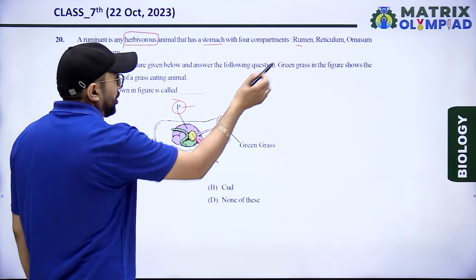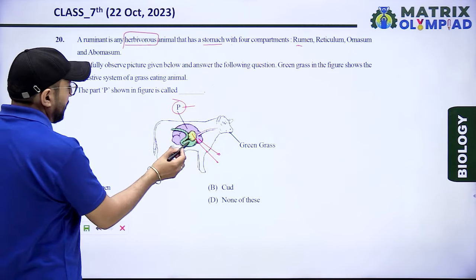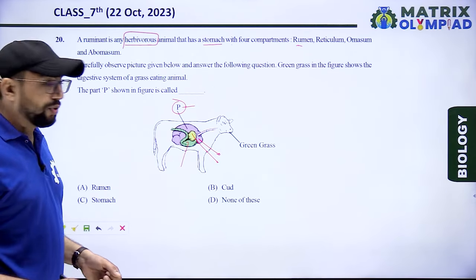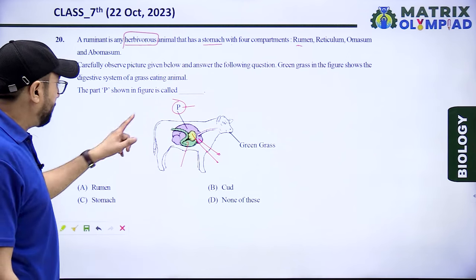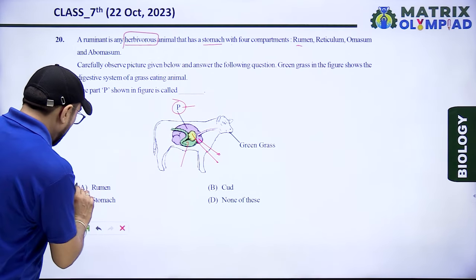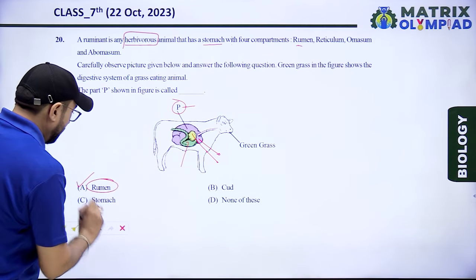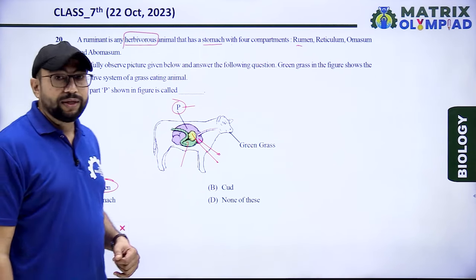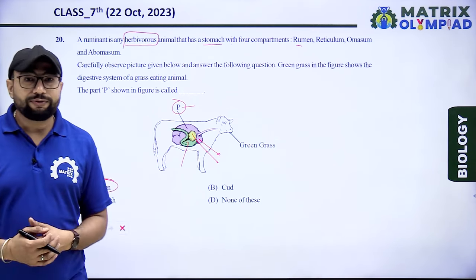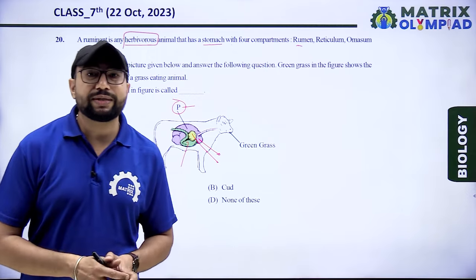This one is omasum. Next, abomasum. So according to the question, P is option A, rumen. Rumen is the right answer. These are the solutions for the biology portion for class 7th.